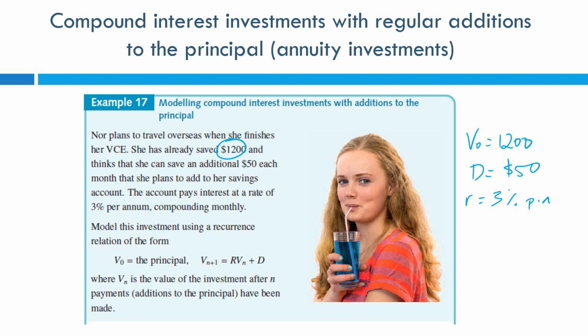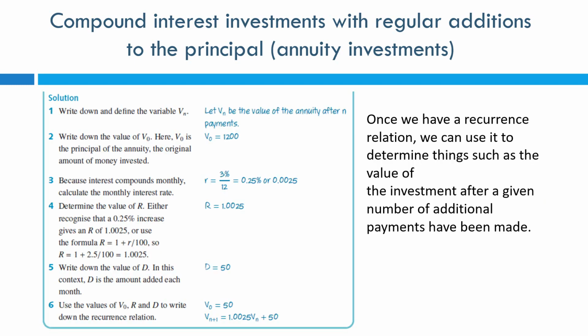It says model this investment using a recurrence relation of the form. They've given that to us there. Easy, you've done this type of thing before. So we know that V0 is 1200. Then we also have it compounding monthly, so 3% divided by 12, which gives us 0.25%. Divide that by 100 and you get that, and then we add 1 to it to get big R, which is 1.0025. D is 50.